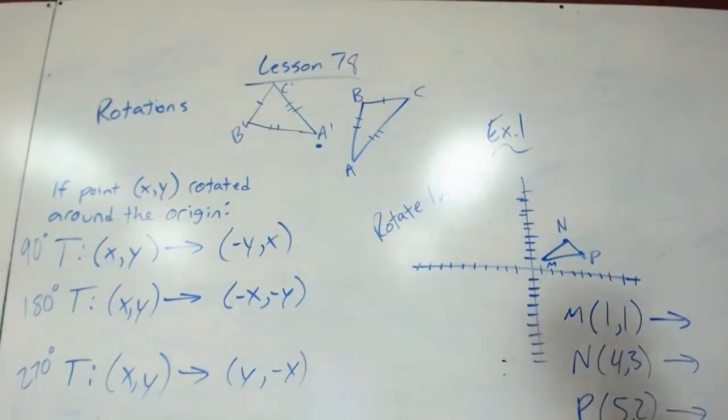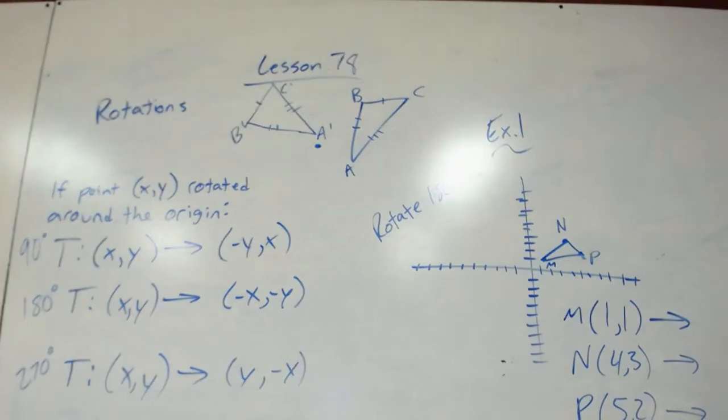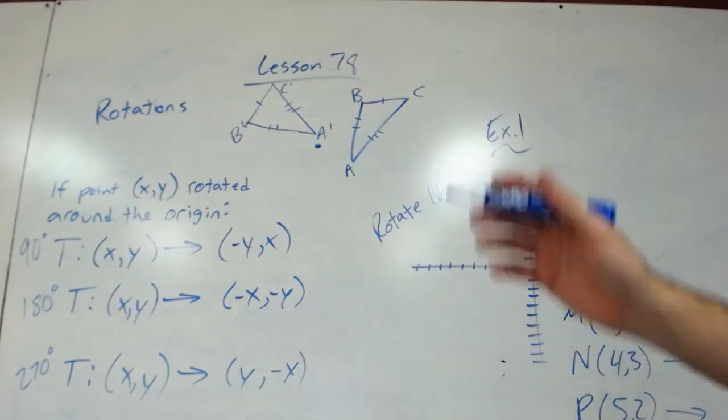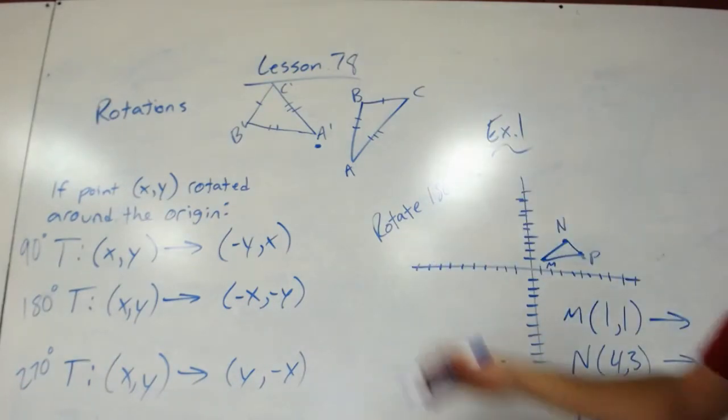Lesson 78, we're going to learn about rotations. And rotation is just another type of transformation. Rotation specifically is an isometry, meaning that the pre-image and its rotated image are the same shape and size.